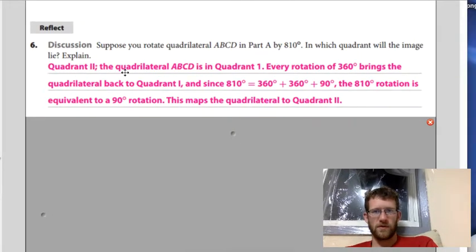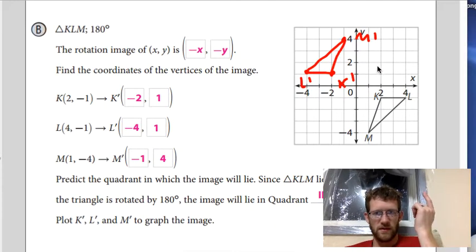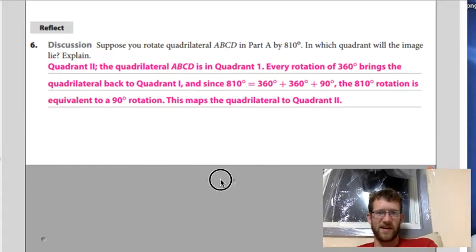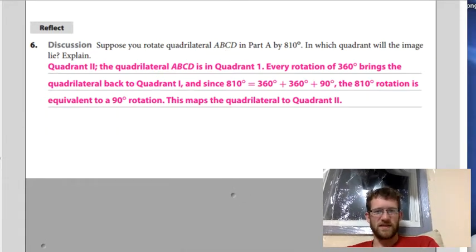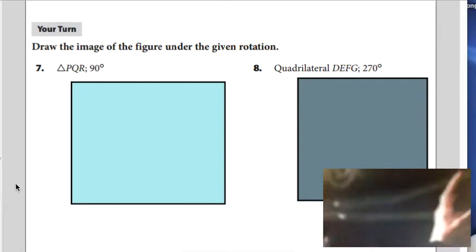Wait, why did they say quadrant 2? How did I mess this up? 90 degrees, so quadrant 2, what? Oh, part A, yeah, wrong one, sorry. Yeah, my point stands. I was looking at the wrong figure. Okay, see if you can do these ones real quick. Pause.